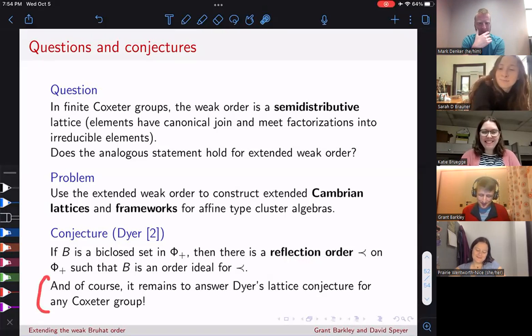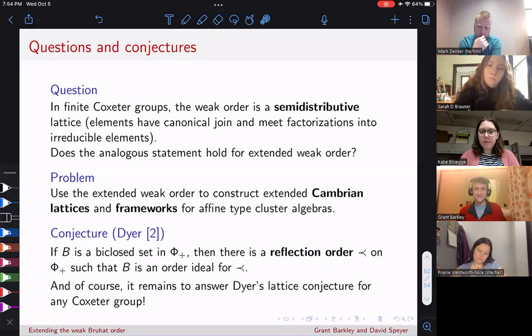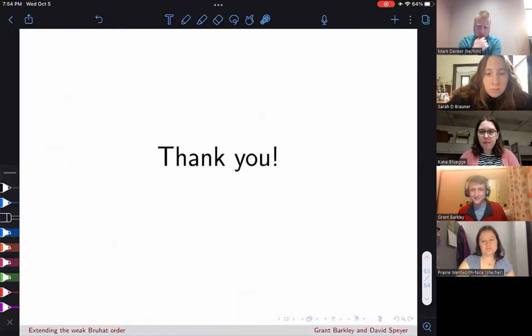And then of course, the last question: we still don't know that the lattice property is true for all Coxeter groups. We only know it for affine type. So that's a big open problem. Feel free to think about that. Thank you.